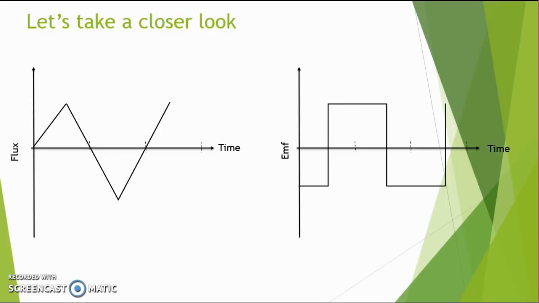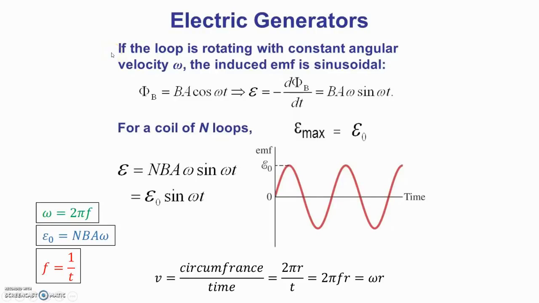So now we're going to talk about how to find EMF in AC generators. It reads here, if the loop is rotating with constant angular velocity, the induced EMF is sinusoidal. Sinusoidal basically means that it'll create a sine wave, and it looks something like this.